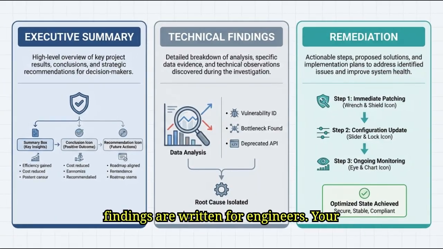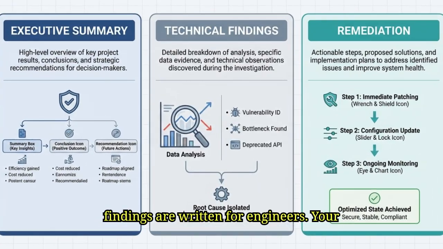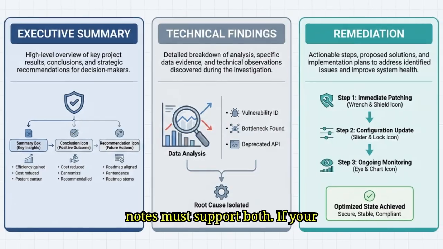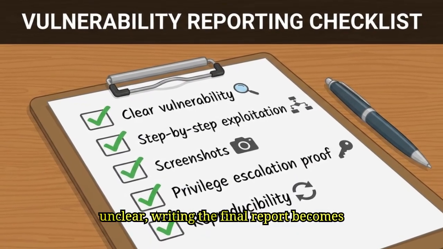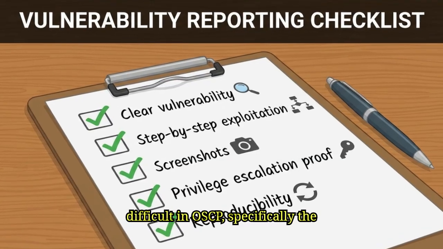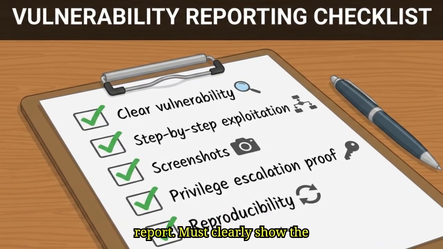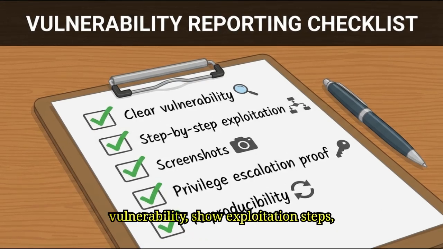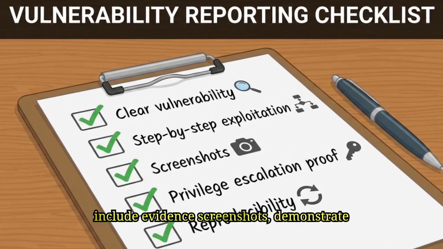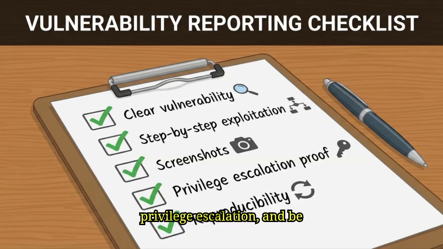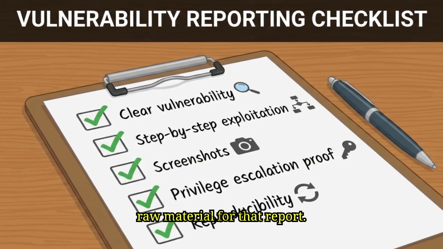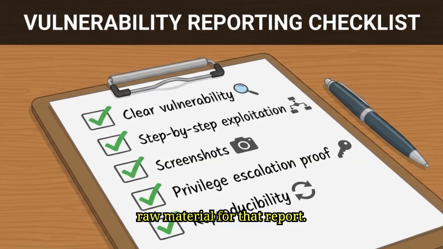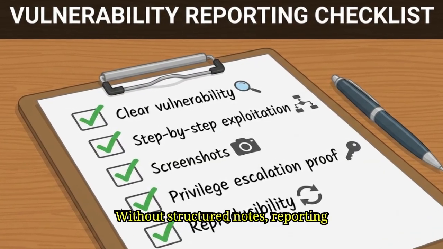The technical findings are written for engineers. Your notes must support both. If your notes are scattered, incomplete, or unclear, writing the final report becomes difficult. In OSCP specifically, the report must clearly show the vulnerability, show exploitation steps, include evidence, screenshots, demonstrate privilege escalation, and be reproducible. Your notes are the raw material for that report. Without structured notes, reporting becomes guesswork.